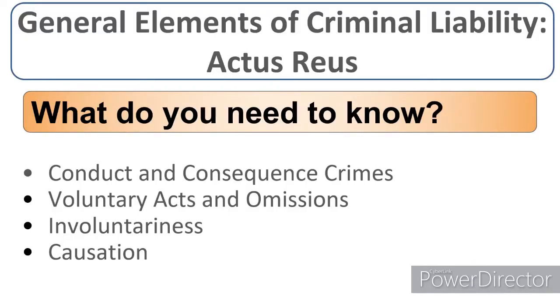Hello, so this is the first video for criminal law, and today we're going to look at just an introduction to Actus Reus, and this comes under, in the OCR specification, the general elements of criminal liability. So for the Actus Reus, you need to know conduct and consequence crimes, voluntary acts and omissions, the idea of involuntariness, and causation.